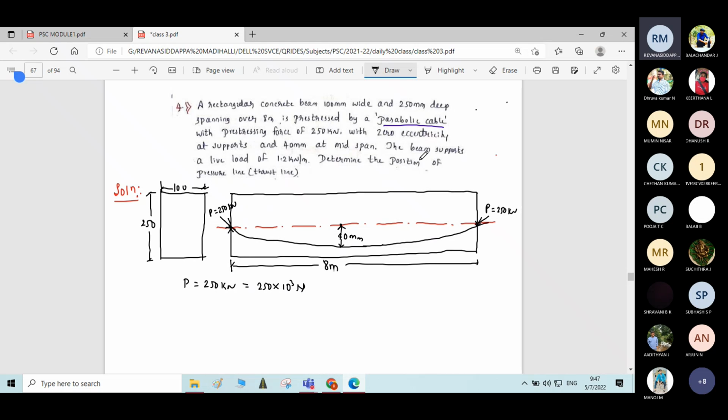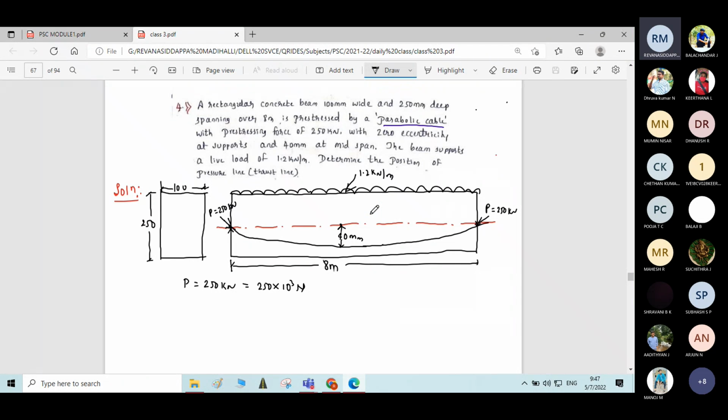And he says that the beam supports a live load of 1.2 kilonewton per meter. Let me write the loading on the beam. 1.2 kilonewton per meter. Okay, this is the given data. As I said, you cannot use the e equals M by P formula. You have to find the stress distribution at support, quarter span, and midspan.